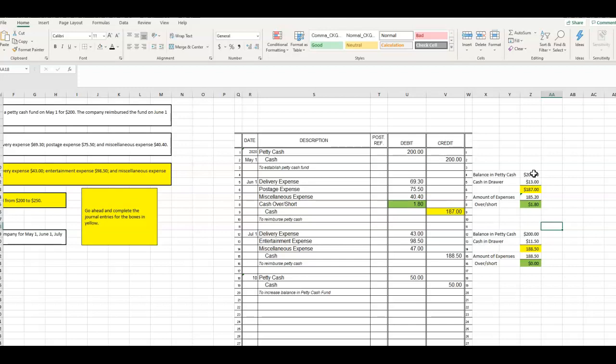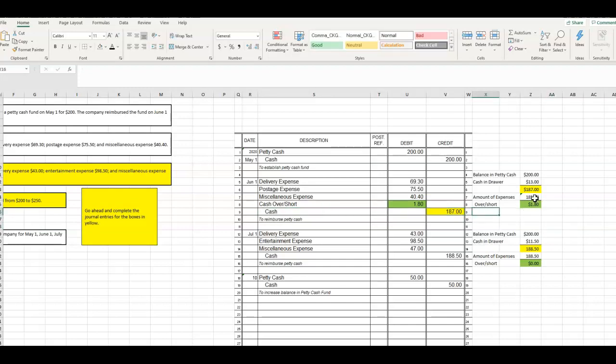If you add the balance in the petty cash account, which will stay at whatever you initially established the fund at, that's never going to change until you change it with an increase, which they did down here on the 10th. But this is $200. We had $13 in the cash drawer. Subtract them, and that's $187. That is going to be my credit to cash right here.